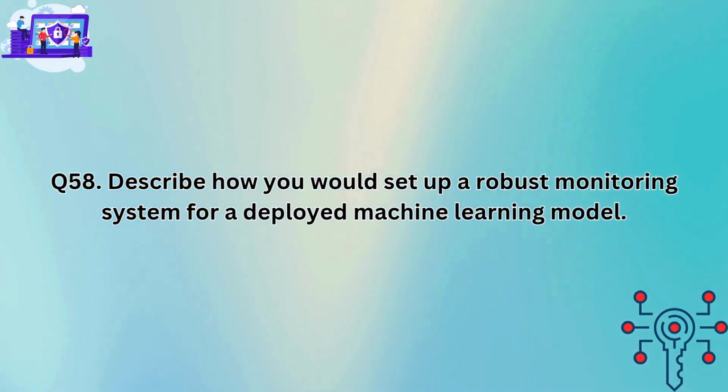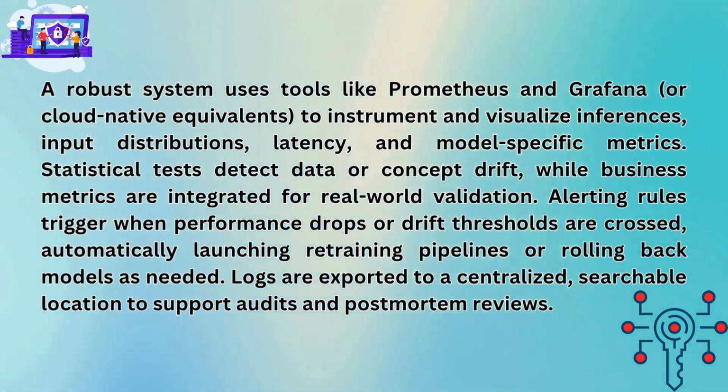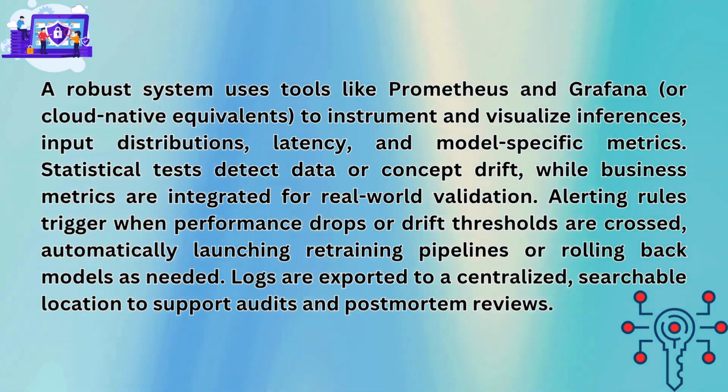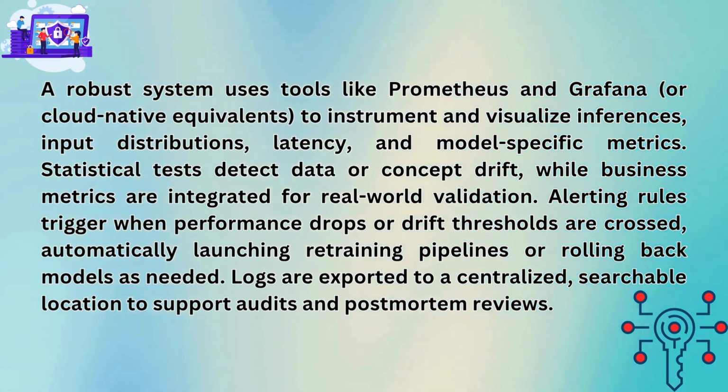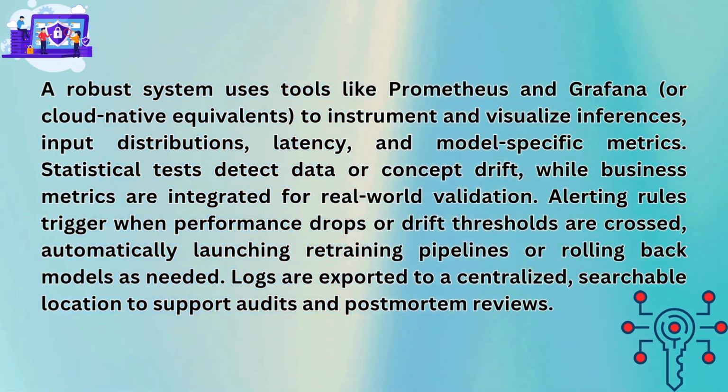Describe how you would set up a robust monitoring system for a deployed machine learning model. A robust system uses tools like Prometheus and Grafana, or cloud-native equivalents, to instrument and visualize inferences, input distributions, latency, and model-specific metrics. Statistical tests detect data or concept drift, while business metrics are integrated for real-world validation. Alerting rules trigger when performance drops or drift thresholds are crossed, automatically launching retraining pipelines or rolling back models as needed. Logs are exported to a centralized, searchable location to support audits and postmortem reviews.